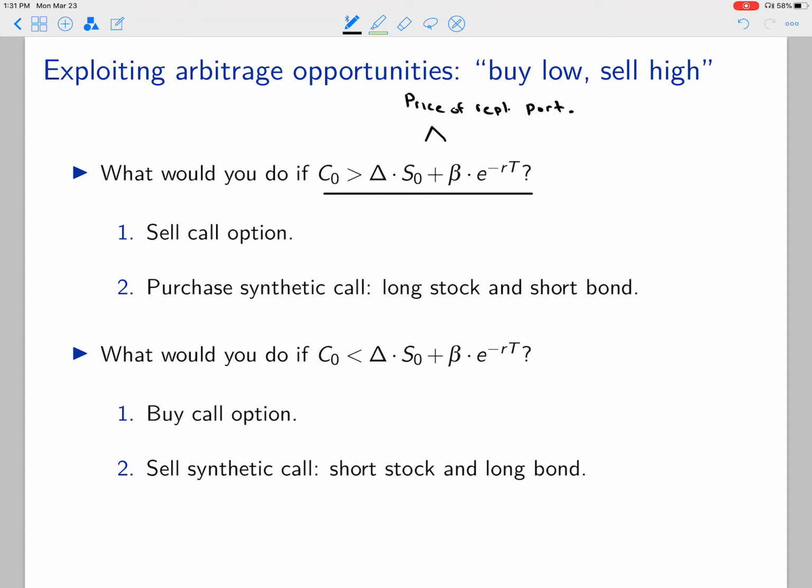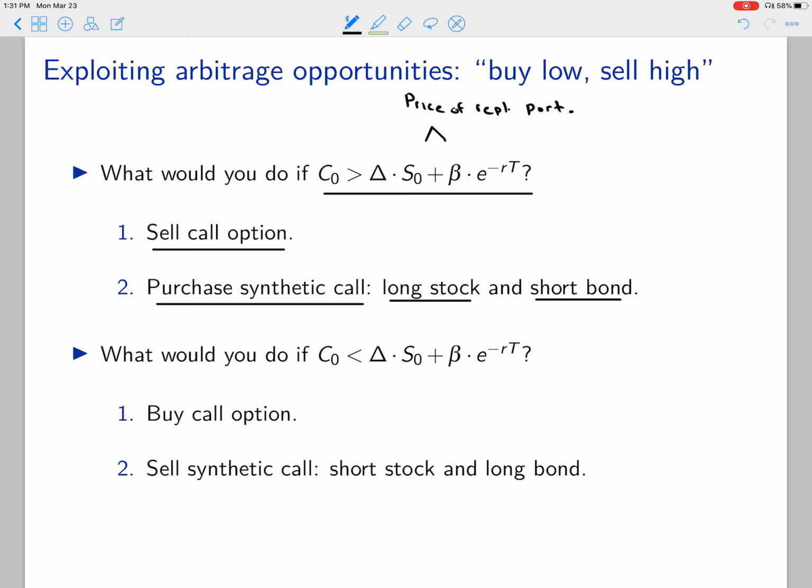To implement the arbitrage, we sell the call option, we're selling high, and we buy low. We purchase the synthetic call option, which is just the replicating portfolio. We long delta shares of the stock, and we short beta shares of the bond. The payoff to this portfolio at time capital T, long the replicating portfolio and short the call option, will be 0 at time T.